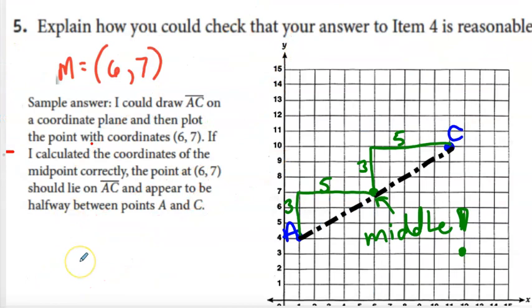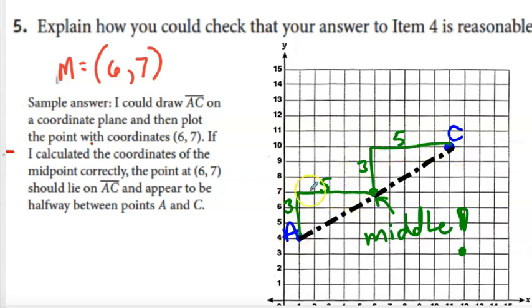All right, so in number 5, it said explain how you could check your answer to item 4 to see if it's reasonable. So again, our answer was 6, 7. So one way is you could draw a picture of AC on the coordinate plane and plot the coordinate point of 6, 7 and see if it looks about the middle. So I kind of did that to show us. So remember, A was at 1, 4 and C was at 11, 10. So if I plotted 6, 7 in the middle, and it looks in the middle, and then you could check slope. So it went up 3 over 5, up 3 over 5.